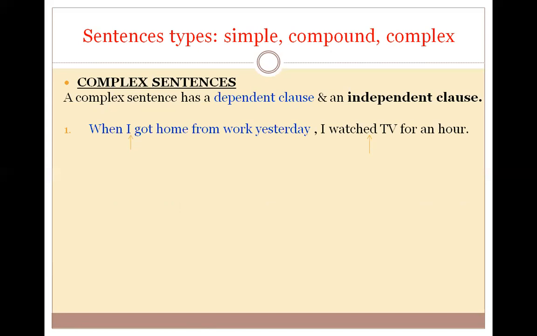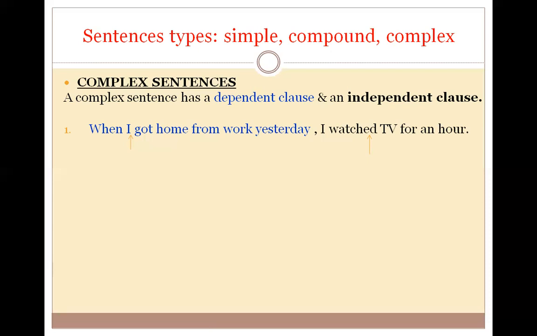So what happened? What do you understand by this? I watched TV for an hour. Yes, I know you watched TV for an hour. वो आइडिया जो completely आपको समझ आता है उसको हम कहते हैं independent clause. लेकिन वो words or phrases, clauses जो हमें समझ नहीं आता, जो incomplete लगता है, उसको हम कहते हैं dependent clause. Means when I got home from work yesterday is dependent on I watched TV for an hour.